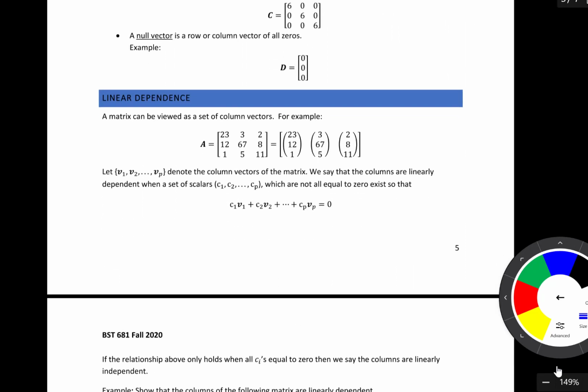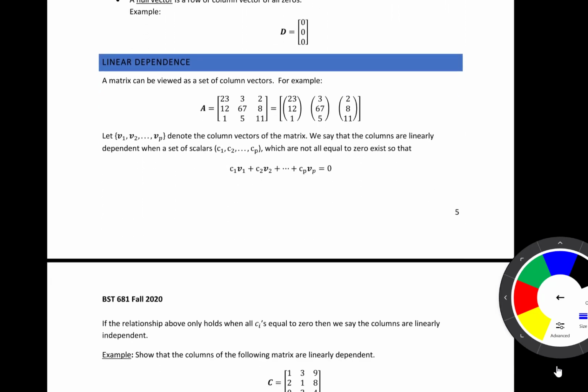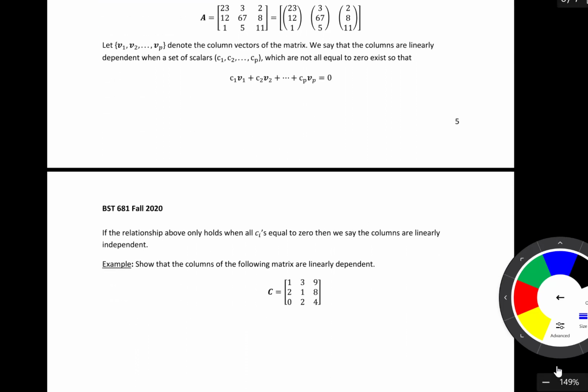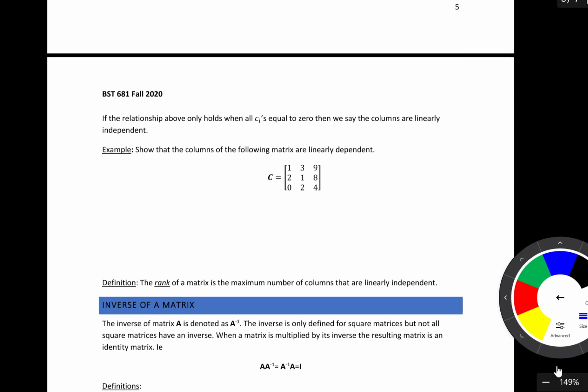Another concept we need to talk about is the concept of linear dependence. So a matrix can be viewed as a set of column vectors. For example, the matrix A that we have here could be separated into these 3 column vectors. If we let V1 through Vp denote the column vectors of the matrix, we say the columns are linearly dependent when a set of scalars, which are not all equal to 0, exist, so that we could add these up and they equal 0. If that relationship only holds when all the c's are equal to 0, then we say the columns are linearly independent.